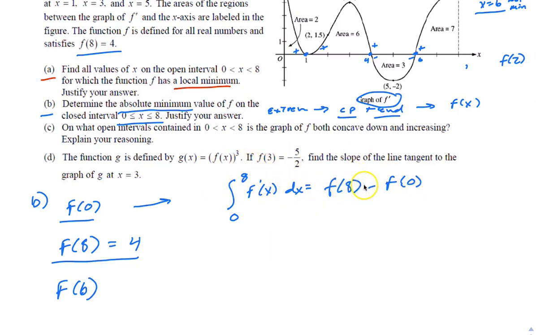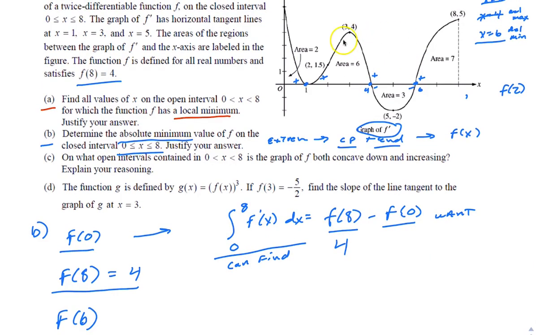So now all you have to do is find f of 0. I know f of 8 is 4. They gave that to me. This is what I want. And this integral I can find. How? That's just the area from 0 to 8, and look at my graph here. They gave me everything I need. The area from 0 to 8 is 2 plus 6, so 8, minus this negative area, 3, plus 7, which gives 12. So it's 2 plus 6 minus 3 plus 7. That's the integral from 0 to 8 of this function.